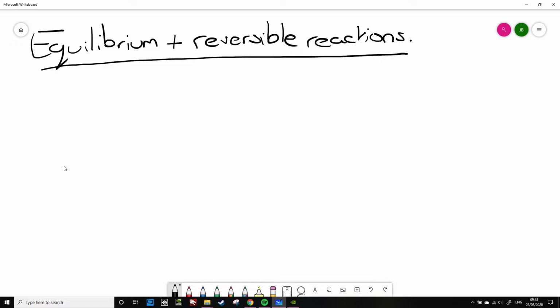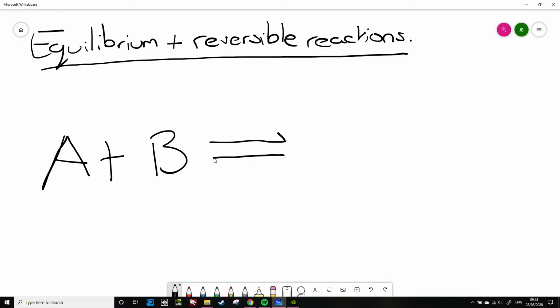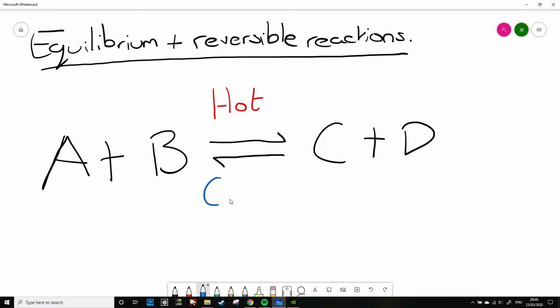So let's go back to our example. A plus B goes to form C plus D. Now let's say it goes hot in one way, the other way must be cold or cooling. So if you heat it up to make the products, you must cool it back down to make the reactants.